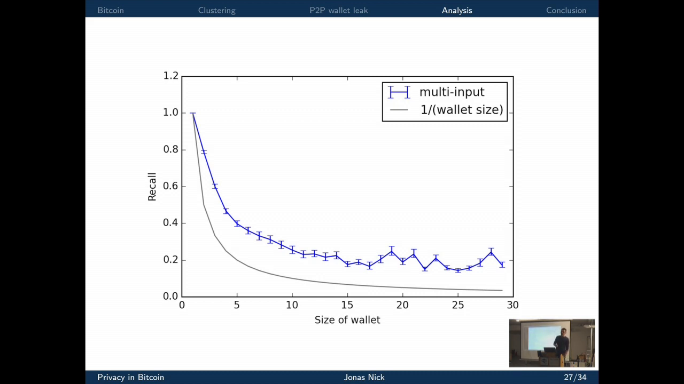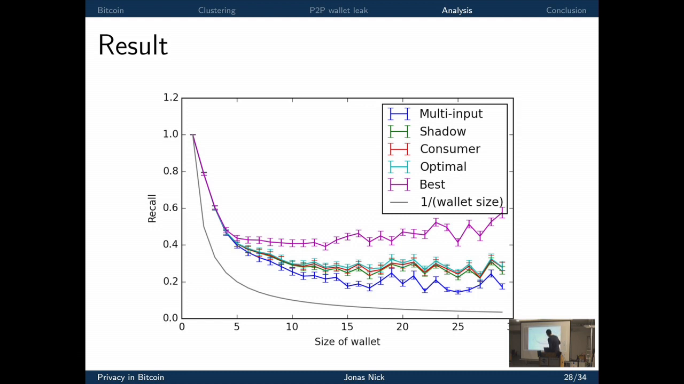If you look at a graph, on the x-axis you see the size of the wallet, on the y-axis you see the recall. The gray line is again the baseline. This is just 1 divided by the wallet size. This represents if I don't apply any clustering heuristic. And the blue line shows the multi-input heuristic. For example, if there is a wallet of size 5, given one pub key, you will find 40% of the pub keys contained. This is 20% more than the baseline, not applying any pub key heuristic.